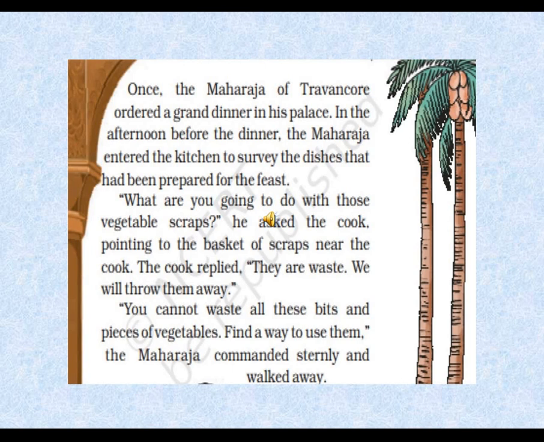"You cannot waste all these bits and pieces of vegetables. Find a way to use them," the Maharaja commanded sternly and walked away. Now the Maharaja of Travancore does not like the cook's response. He doesn't like the fact that the cook is going to throw away the peels of the vegetables. So, instead of that, what does he direct him to do? He tells him that they cannot waste these bits and pieces of vegetables and that the cooks have to find a way to use these vegetable peels.